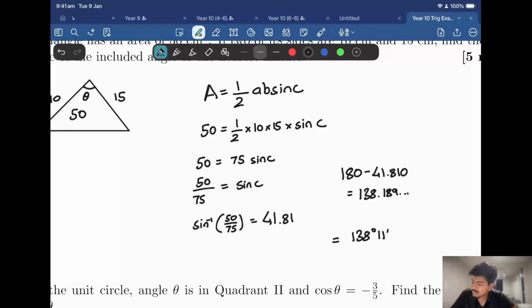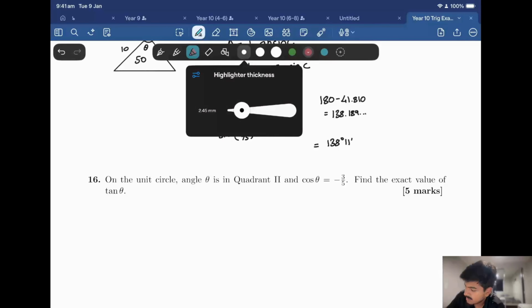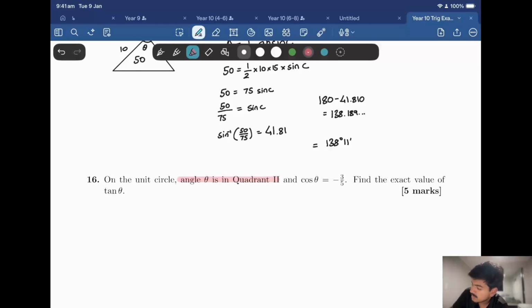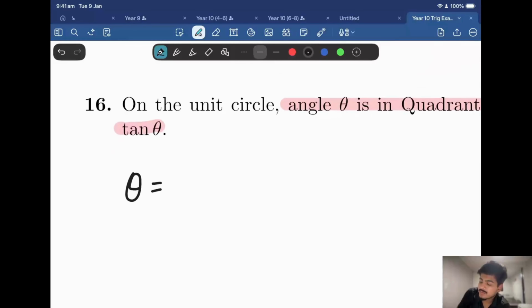Okay, perfect. All right, this question on the unit circle. Let's highlight this one. Okay, on the unit circle, angle theta is in quadrant 2. Cos theta is equal to negative 3 over 5, and we need to find the exact value of tan theta. So we need to find our value of theta.